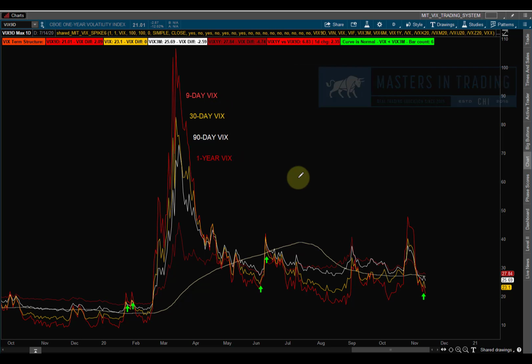What this tool does is it follows VIX Term Structure. It tells us what the VIX is doing in 9 days, like a 9-day average, a 30-day average, a 90-day average, and a 1 year.